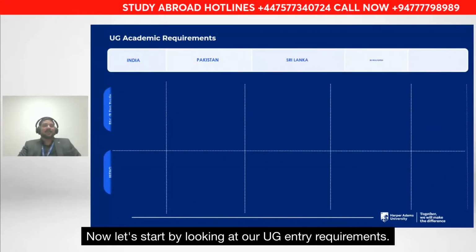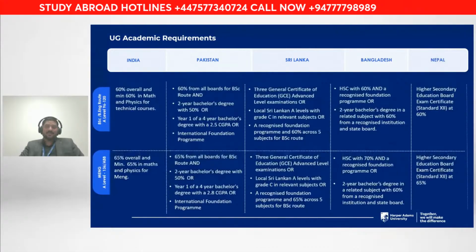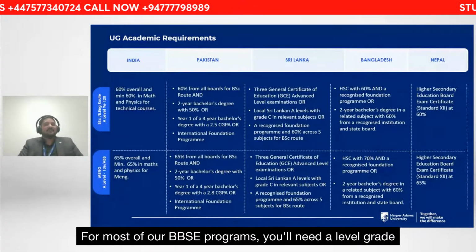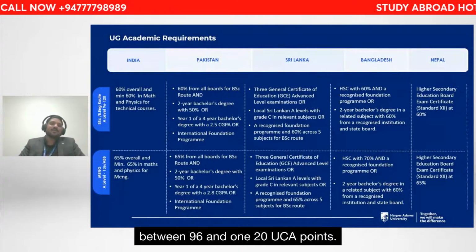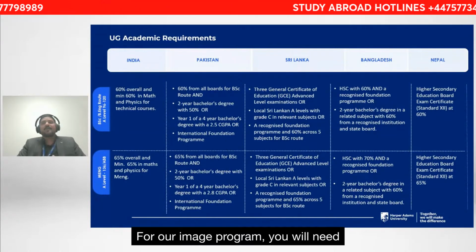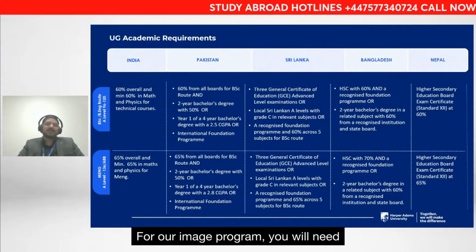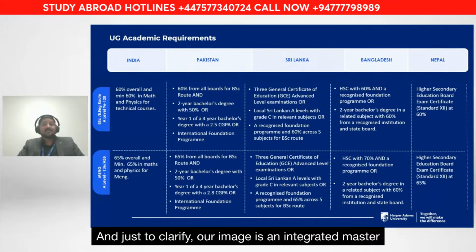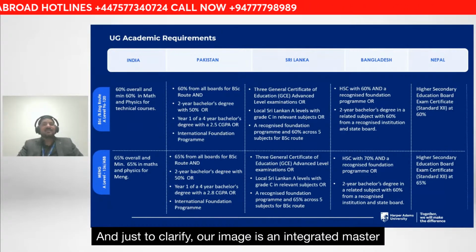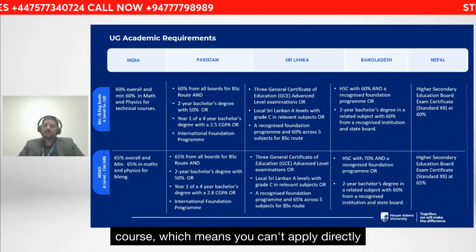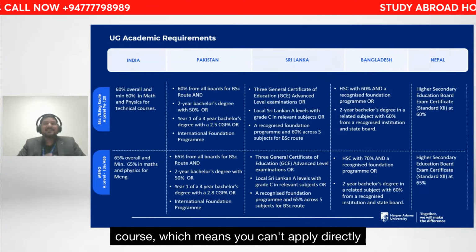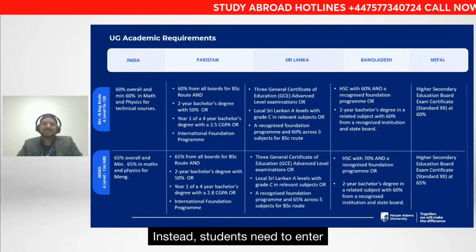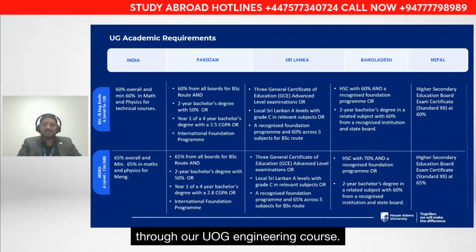Now let's start by looking at our UG entry requirements. For most of our BSc programs, you will need an A-level grade between 96 and 120 UCAS points. For our MEng program, you will need around 136 UCAS points at A-level. Just to clarify, our MEng is an integrated master's course, which means you can't apply directly to an individual MEng program. Instead, students need to enter through our UG engineering course.